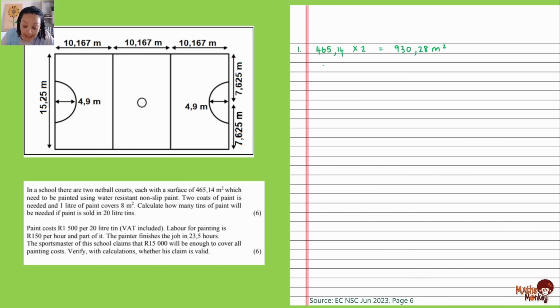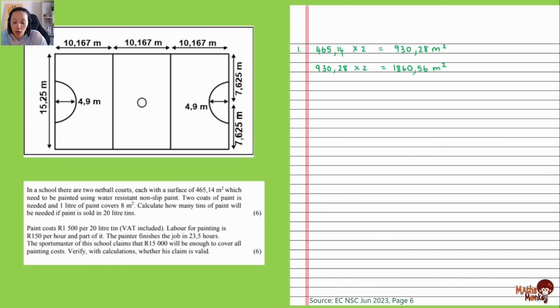However, if you notice, it says that this will be painted twice, so there's 2 coats. So this surface area of the courts is going to be painted twice. So I'm going to take this and multiply it by 2 again, because we are painting double the surface area now. So why did I multiply the first one by 2? That was because I had 2 courts, and then the second 2 is because I have 2 coats. And this gives me meters squared. Fine.